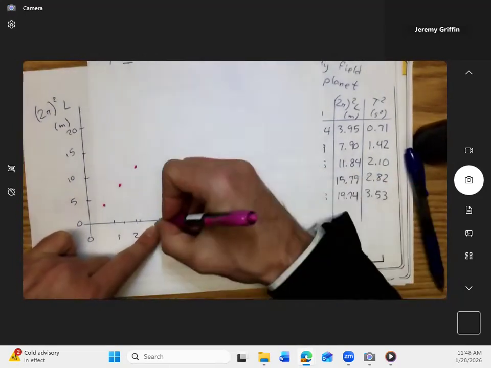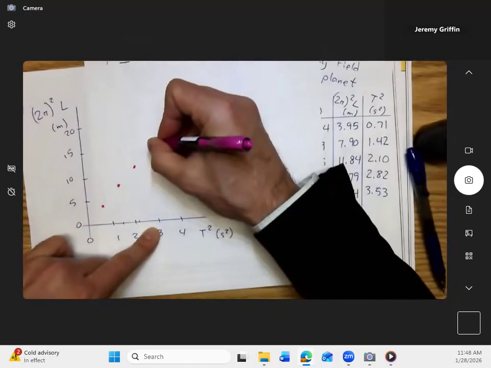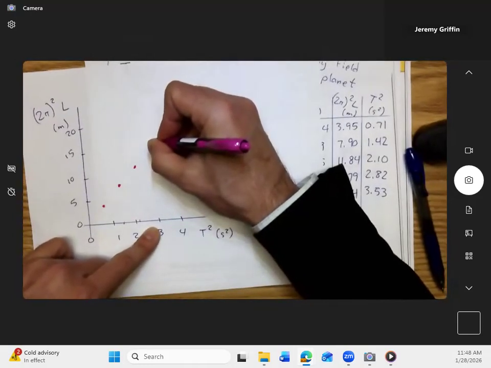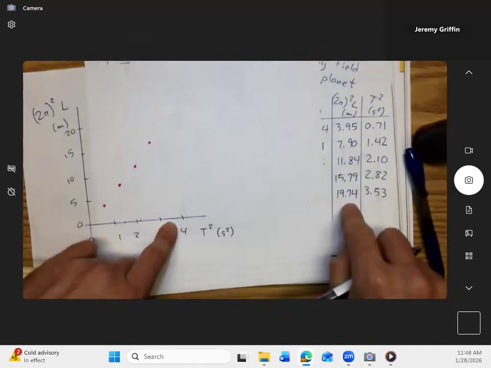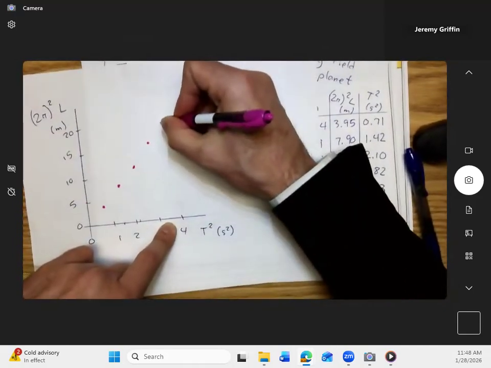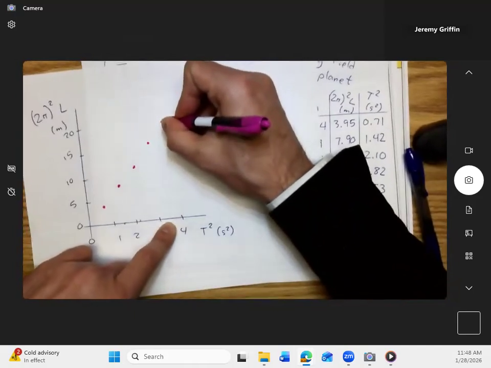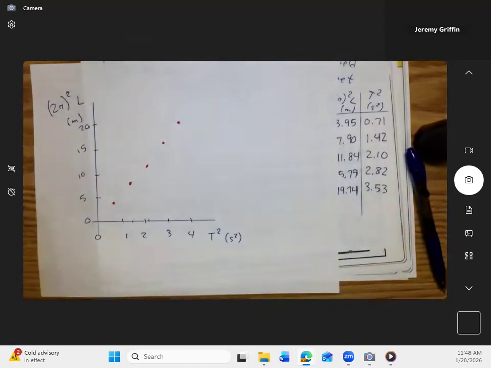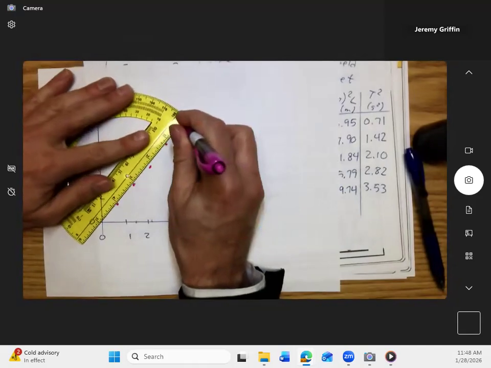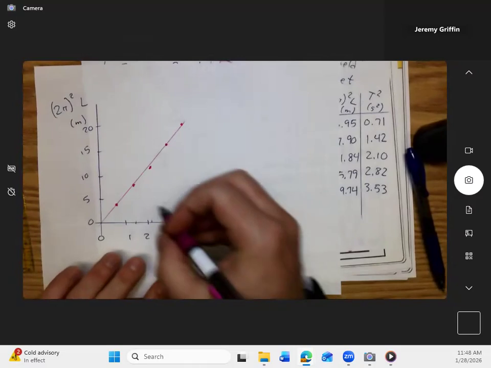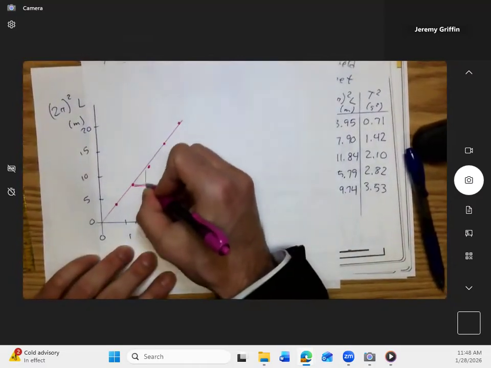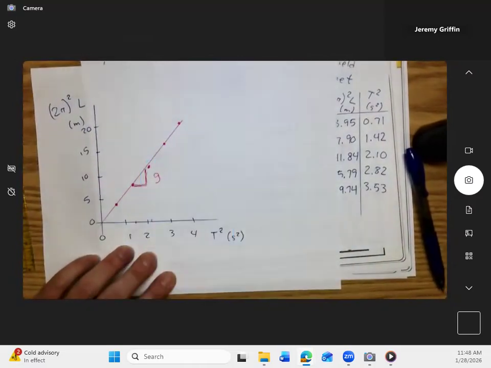2.82, and 15.79. That's where it is. Bam. And 3.53, and a bit less than 20. Bam. Oh, yeah, look at that. All those points, zip, a straight line through the origin. And remember, the slope of this line represents the gravity field. You see that right there?